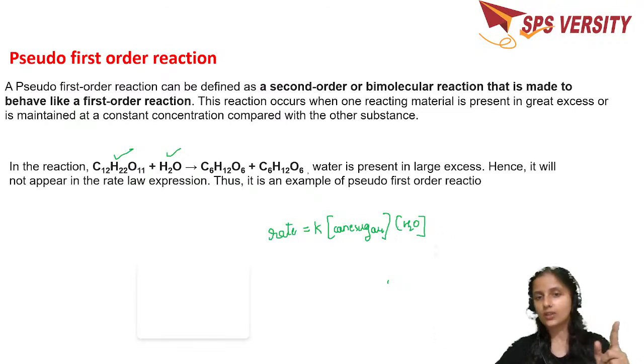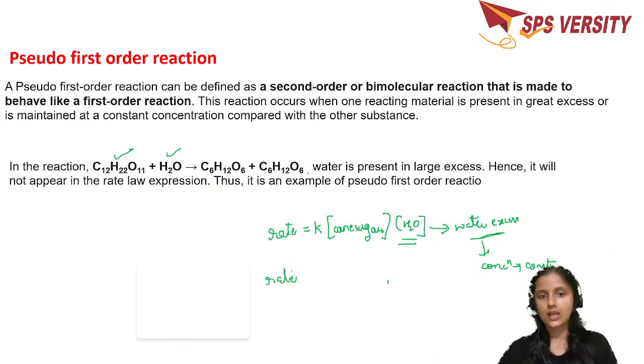If you increase either one of the concentrations or both concentrations of these reactants, the rate should increase. But what happens is, since water is taken in excess in this particular reaction, its concentration almost remains constant throughout the reaction. So if the concentration of water remains constant, the rate won't be affected by changing the concentration of that. So you write rate is equal to K into concentration of cane sugar, and the power of water is 0, because the rate is independent of the concentration of water.